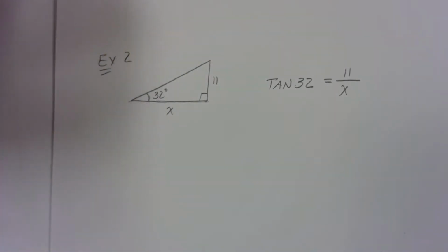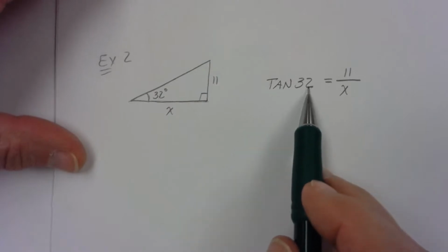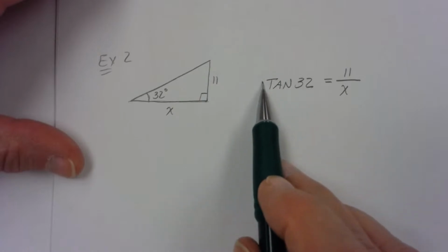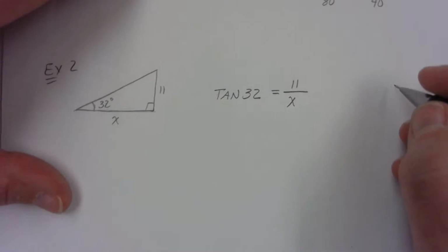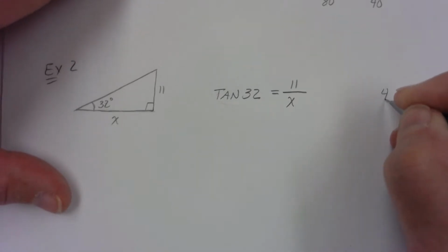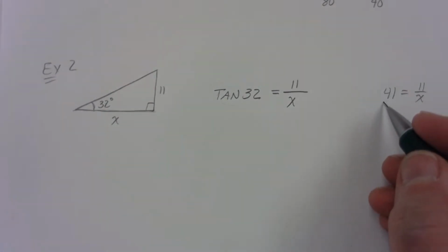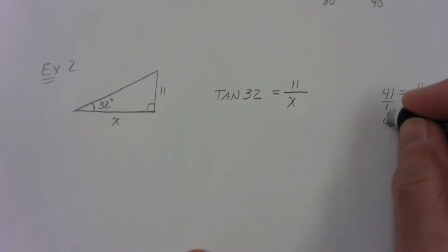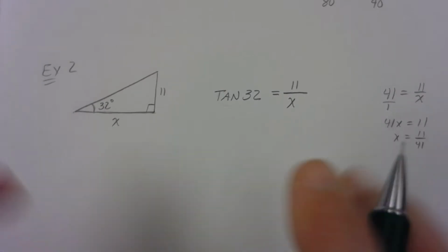You're going, well, how does that help me solve for X? Well, I'm here to tell you, the tangent of 32 is just a number, and it's a number that your calculator knows. So think of this whole thing as just a number. Just go with me on this for a minute. If I had something like 41 equals 11 over X, what would you do? Well, you would put 41 over 1, and then you cross multiply. You get 41X equals 11. And then divide by 41.